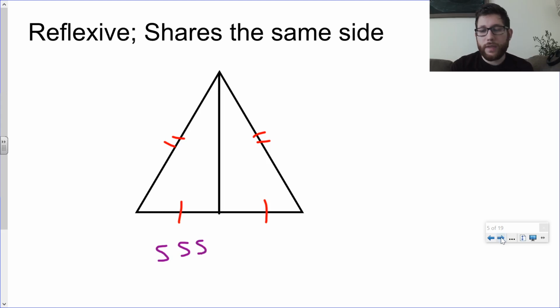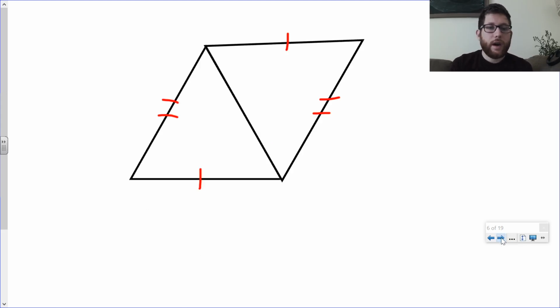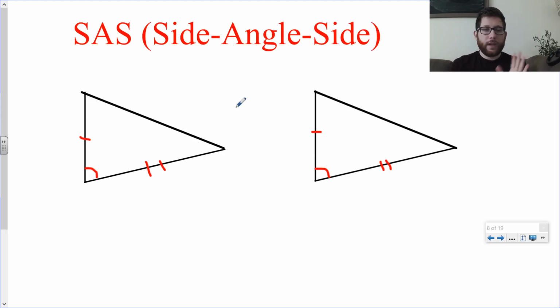All right, hopefully this is making a little bit of sense. Same here. Notice I have a shared side, so I'd have side, side, side, so I would know for sure that those two triangles are congruent. So that's the first one, side, side, side. The second one, we're going to go through a bunch of these. Today we're just going to look at three of them: side, side, side, then side, angle, side, and we'll look at a third one in a minute.